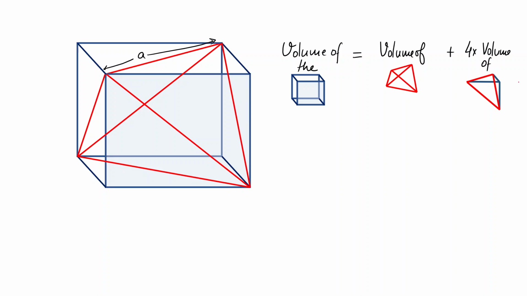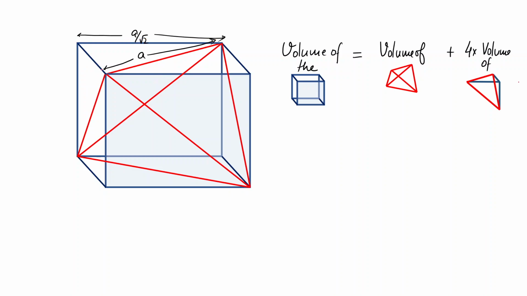Okay, so let's say that the edge length of the tetrahedron is A. What would be the edge length of the cube? That would be A by root 2, right? Because this is 90 degrees and these lengths are going to be the same. Let's say that they are X, and then use Pythagoras theorem and you can figure out that they will be A by root 2. Lesser than A, of course. So A by root 2.